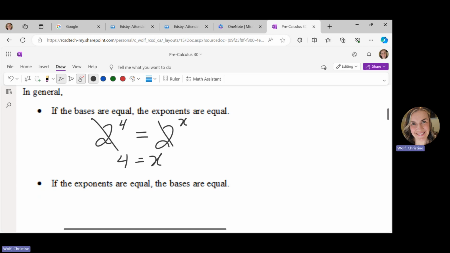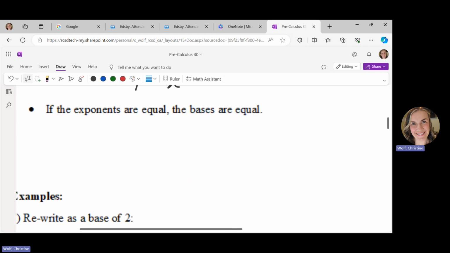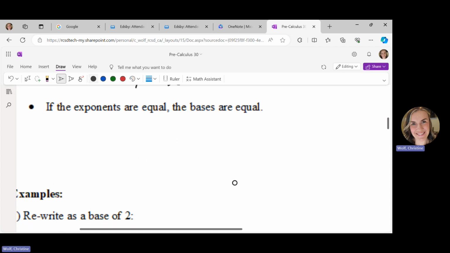We're going to get all of our powers to be the same base so that we can just forget about them and then just write 4 equals x. That's how we get the exponent of x up top to be just a regular equation again. All right, and then vice versa. If the exponents are equal, the bases are equal. So that's kind of the opposite.